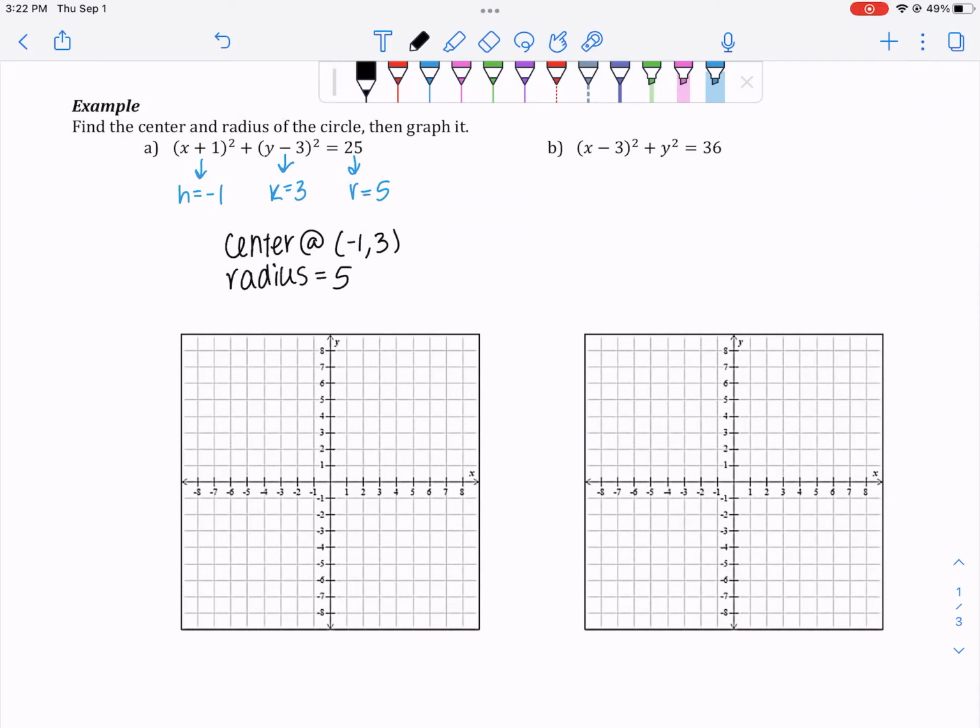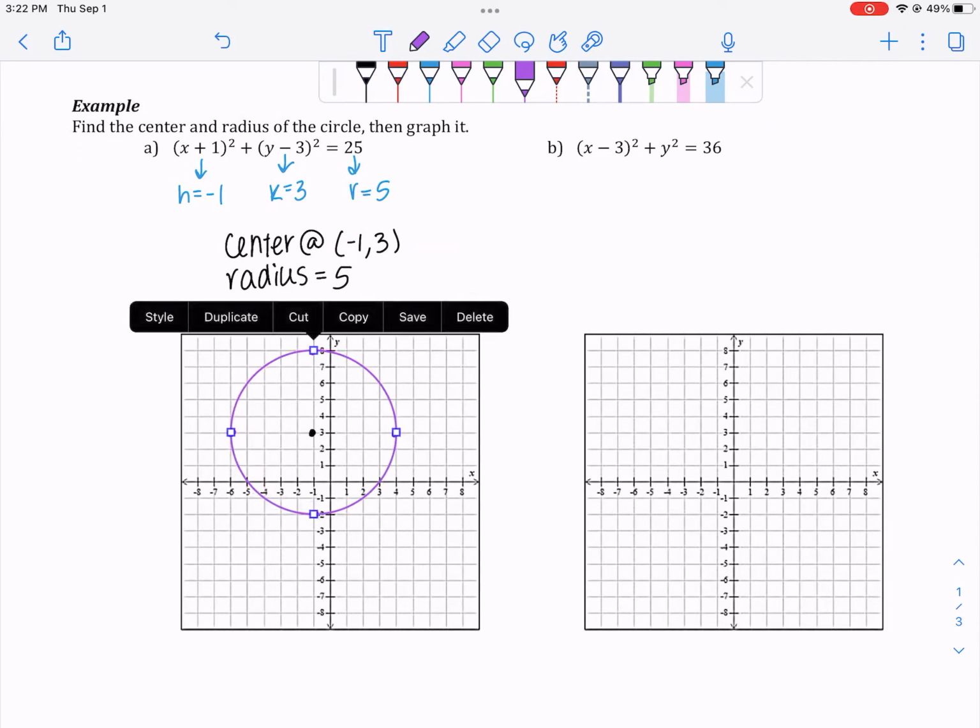Let's draw it. Plotting my center first, -1, 3. Then I'm going 5 units up, down, left, right to plot my circle. So 5 units to the right, 5 units up, 5 units down, 5 units this way to the left. Bam, circle.